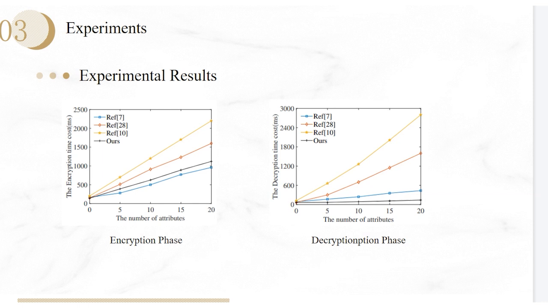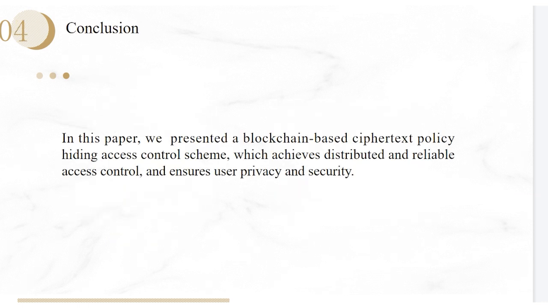The last part is the conclusion part. In this paper, we presented a blockchain-based ciphertext policy hiding access control scheme, which achieves distributed and reliable access control and ensures user privacy and security.